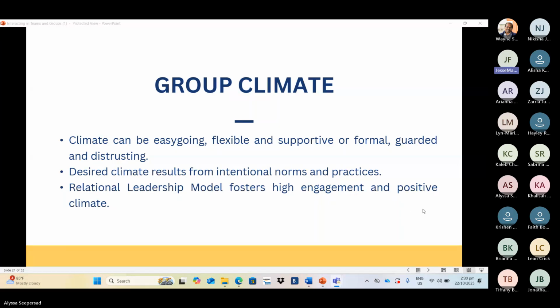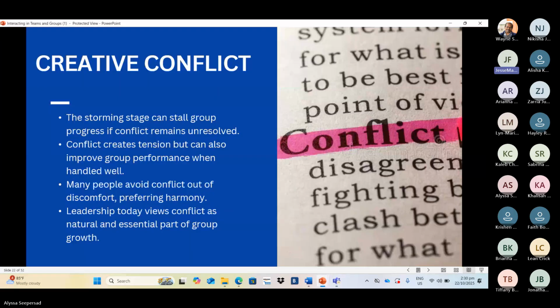Creative conflict. So, conflict typically arises in the storming stage, as we know, of group development, and this can stall a group's progress if it is not resolved. Unresolved conflict can create a climate that is tense and hostile. However, conflict can also be effective in improving the group's performance.